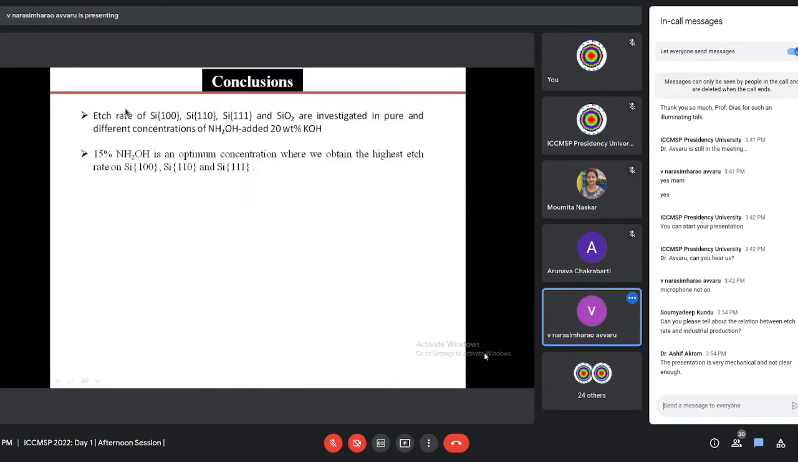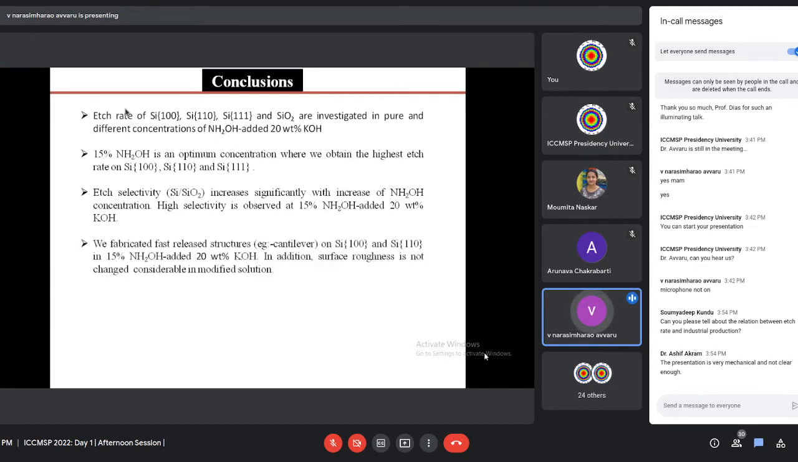So, conclusion: etch rates of 100, 110, 111 and silicon dioxide were investigated in pure and different concentrations of NH2OH-added KOH solution. 15% NH2OH is the optimum concentration where we obtain the highest etch rate on 100, 110 and 111. Selectivity increases significantly with increasing NH2OH concentration. High selectivity is observed at 15% NH2OH added to 28% KOH solution.